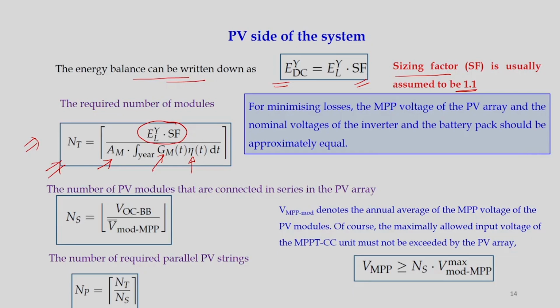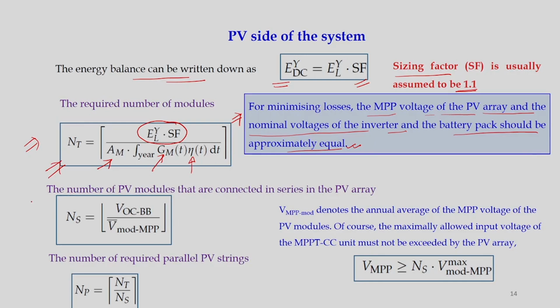Of course, for minimizing losses, the MPP, maximum power point voltage of the PV array, and the nominal voltage of the inverter and the battery pack should be approximately equal. This we should keep in mind, right.